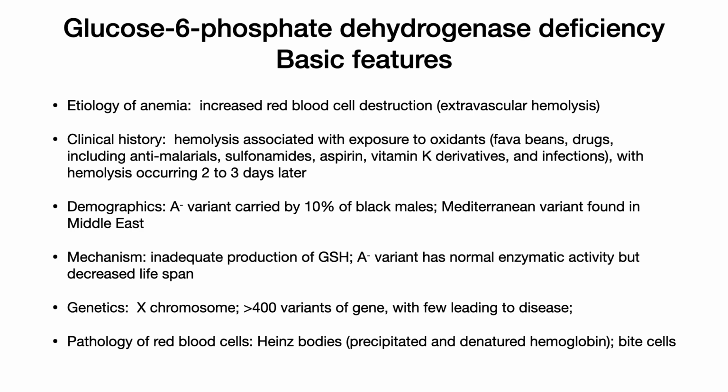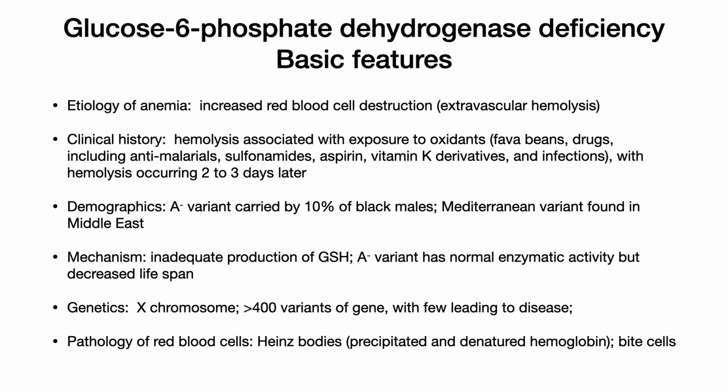There's different variants of it. The A- variant is carried by about 10% of black males, and there's a Mediterranean variant found in the Middle East. What happens is they have inadequate production of GSH. So GSH helps reduce substances. So if you don't have that, then oxidants do more damage.